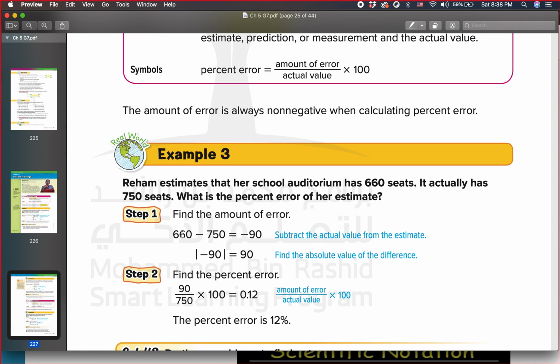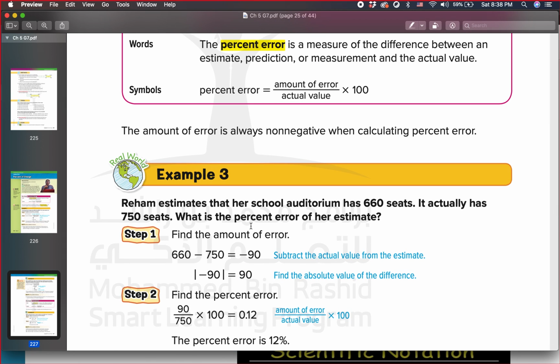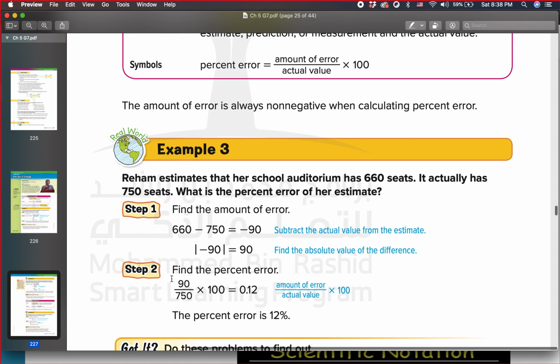So again, we always start with the estimation, the prediction, minus the original number. And whatever the result is, like it's a negative 90 here, use the absolute value. Why? Because we don't care if it's increasing or decreasing, and this is the only difference between the percent error and the percent change. Now, by the end, use the rule. I will put this 90 always over the original thing, like the original price. Here it will be the original size or the actual value. So it's over 750. Multiply this by 100, it will be 0.12.